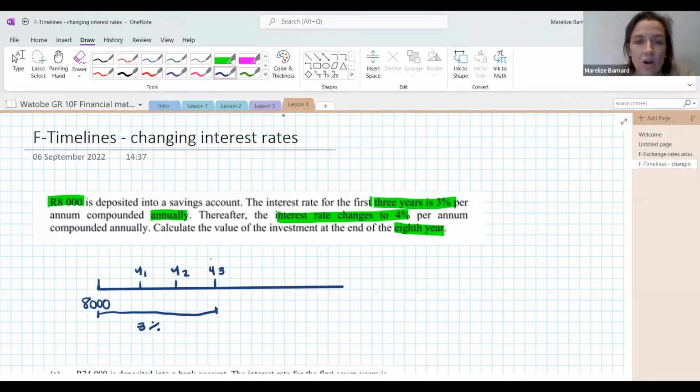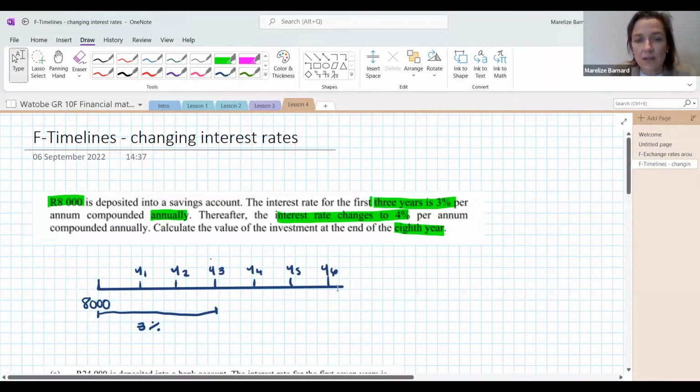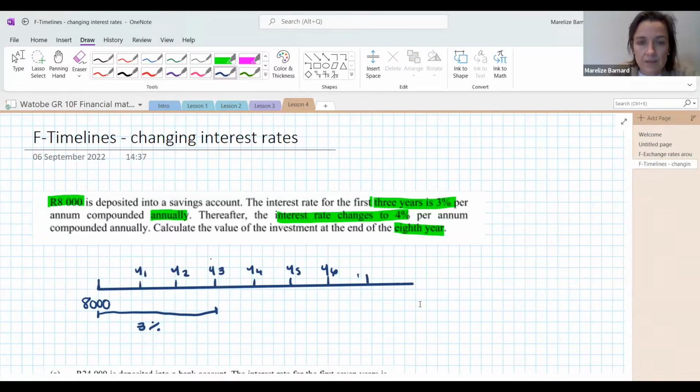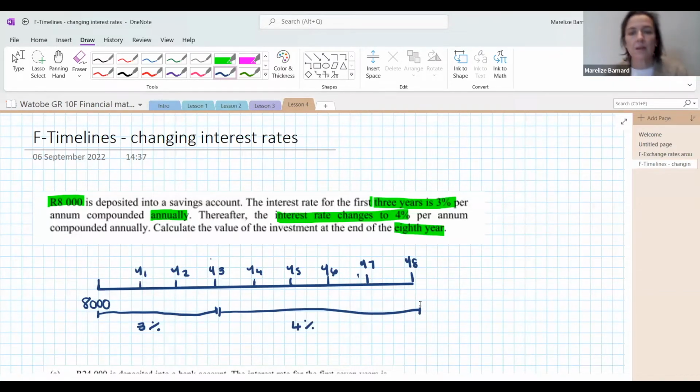And then after that, the interest rate changes to 4% per annum compounded annually. And that happens for the rest of the time of the investment. So for year 4, year 5, year 6, and let me just extend my line here, make it a bit longer. Year 7 and year 8. So at the end of the 8th year, our money is going to be worth a certain amount and it's going to be earning 4% per annum.